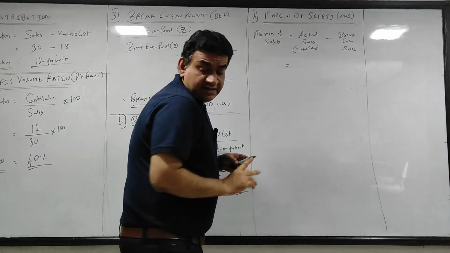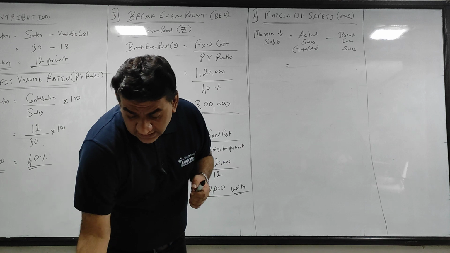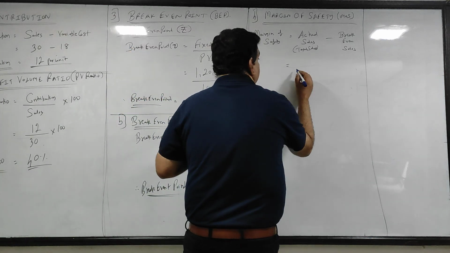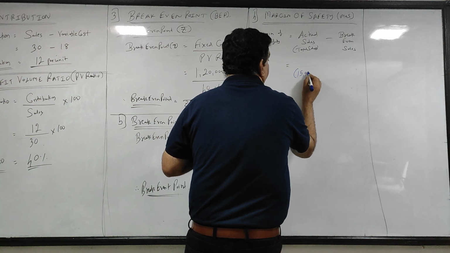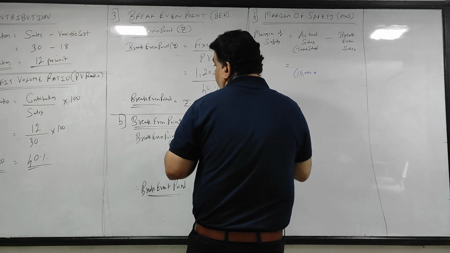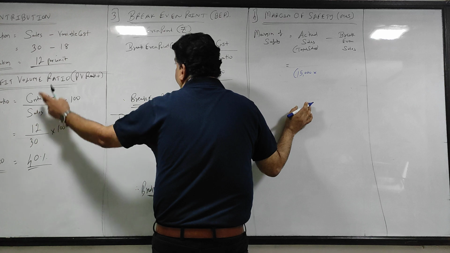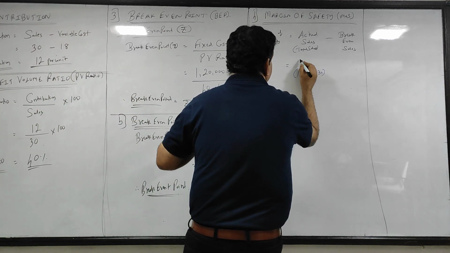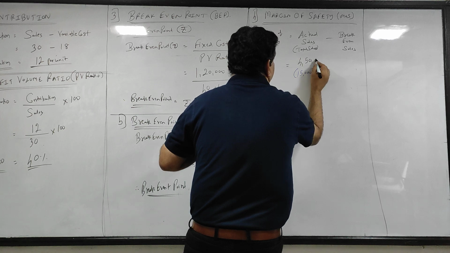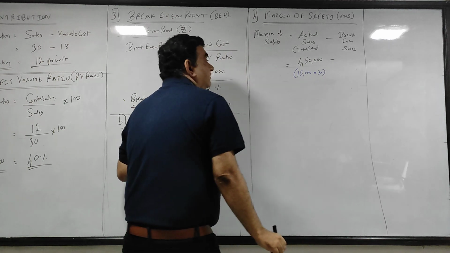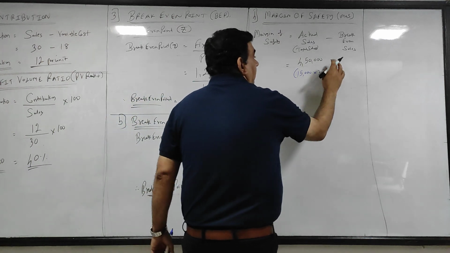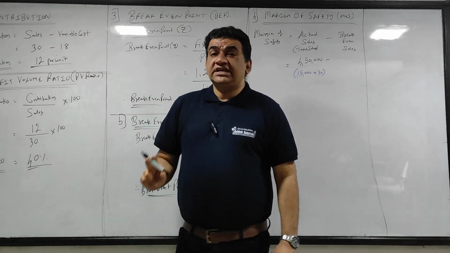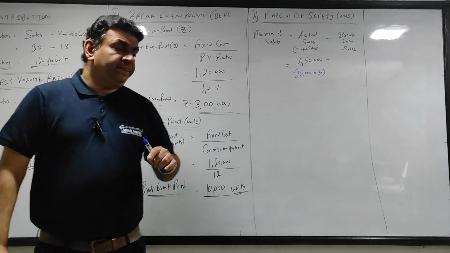Actual sales मेरा कितना है, देखो क्वेश्चन में they have given you the number of units. How many units are sold? 15,000. So 15,000 units sold. I am selling each unit for how many rupees? Selling price कितना है? 30. So 15,000 into 30, my actual sales is 4,50,000.